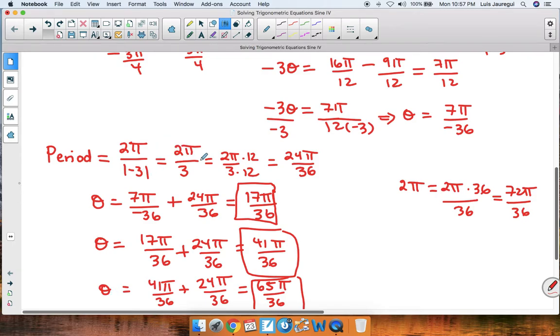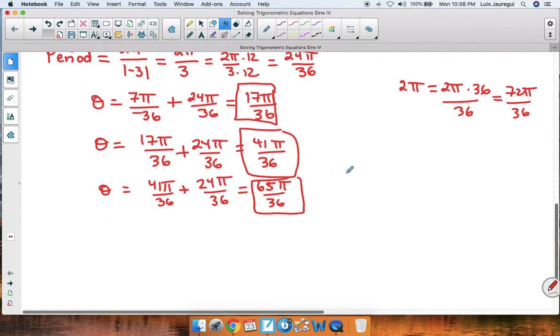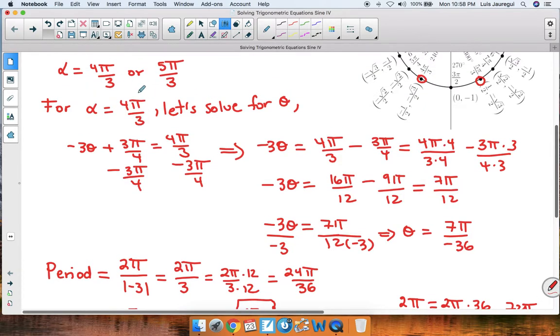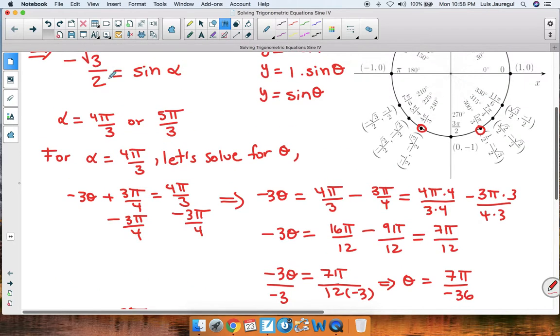Now if we were to add another period of 2 pi over 3, which is equivalent to 24 pi over 36, this is going to take you to 89 pi over 36, which is already past the 72 pi over 36 corresponding to the 2 pi. So we're going to stop there for this particular angle's theta for the given alpha. However, we now can use the other value for alpha, since these theta values were actually given for the first value of alpha of 4 pi over 3. So going back to the other value for alpha, we get 5 pi over 3.